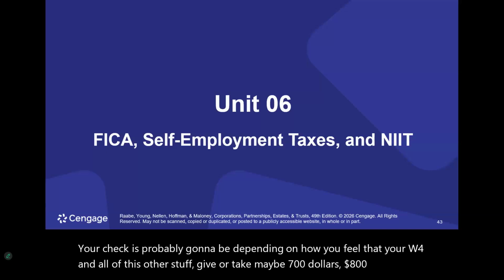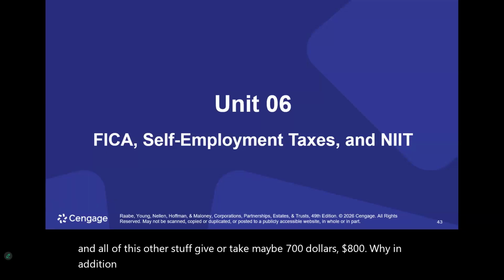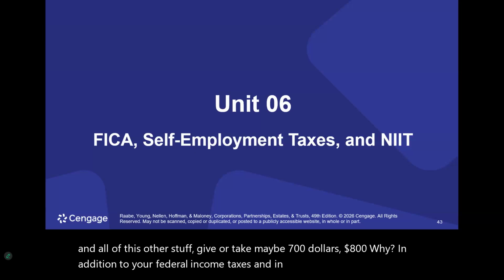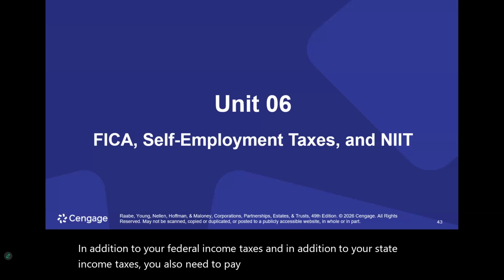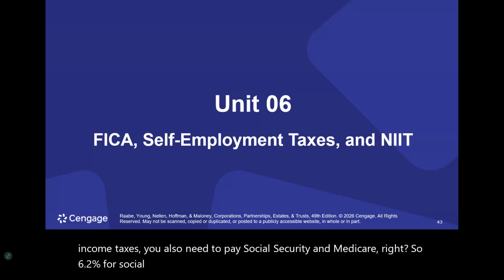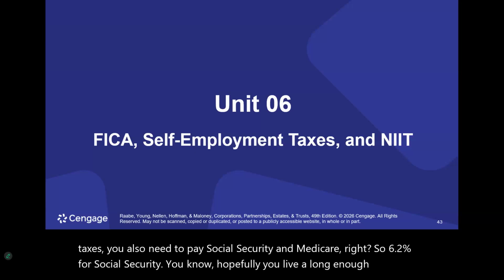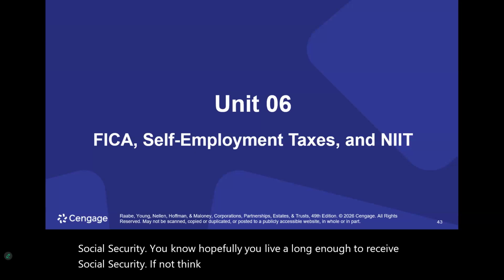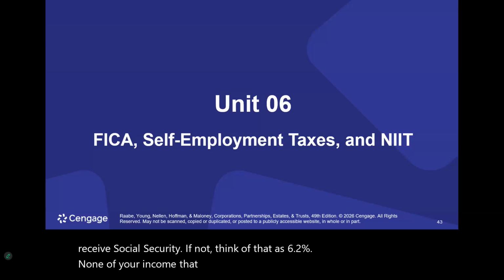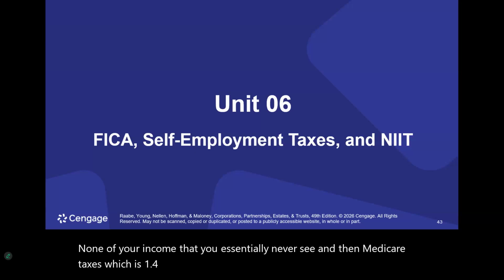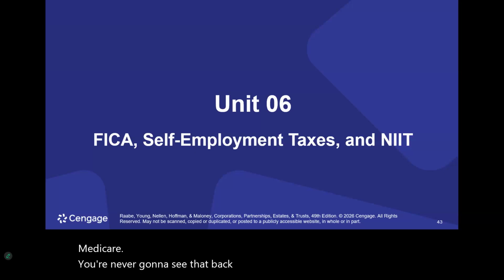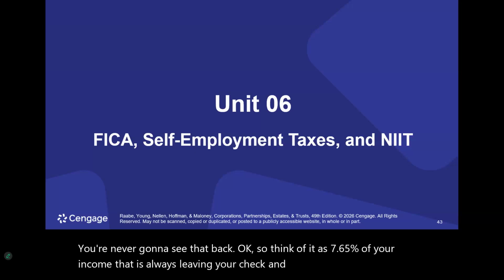Why? In addition to your federal income taxes and your state income taxes, you also need to pay Social Security and Medicare, right? So 6.2% for Social Security. Hopefully you live long enough to receive Social Security. If not, think of that as 6.2% of your income that you essentially never see. And then Medicare taxes, which is 1.45%. Again, unless you live long enough to get Medicare, you're never going to see that back. So think of it as 7.65% of your income that is always leaving your check, and unless you live long enough, you will not see it.